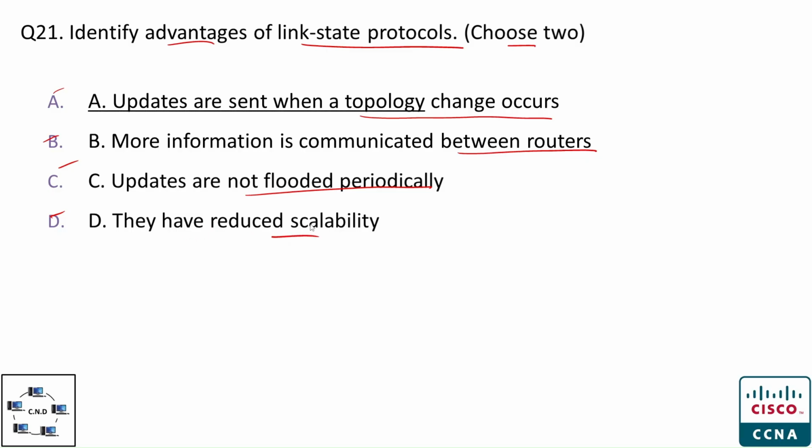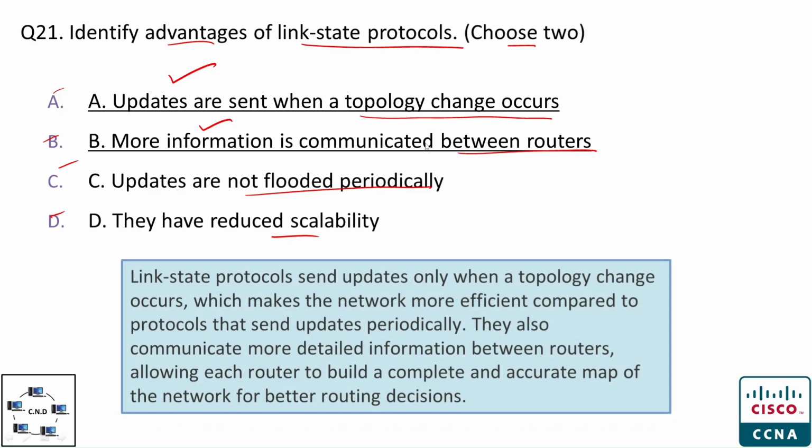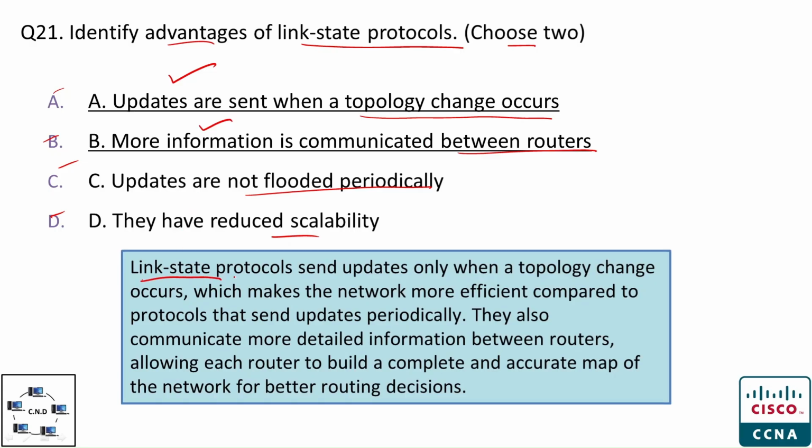And the correct options are option A, updates are sent when a topology change occurs, and option B, more information is communicated between routers. So link state protocols send updates only when a topology change occurs, which makes the network more efficient compared to protocols that send updates periodically. They also communicate more detailed information between routers, allowing each router to build a complete and accurate map of the network for better routing decisions.